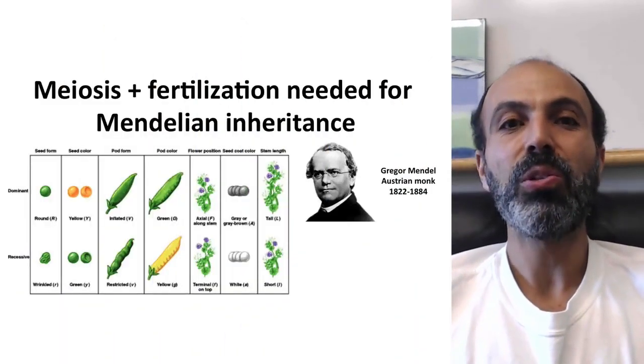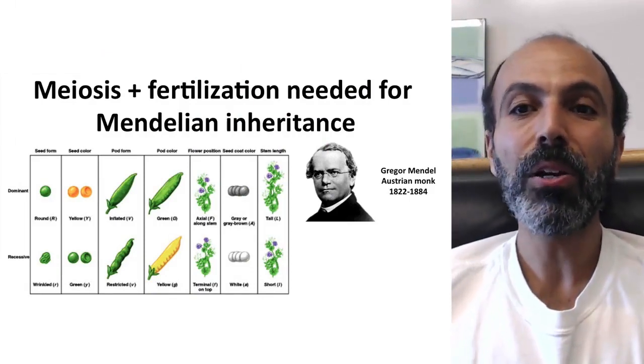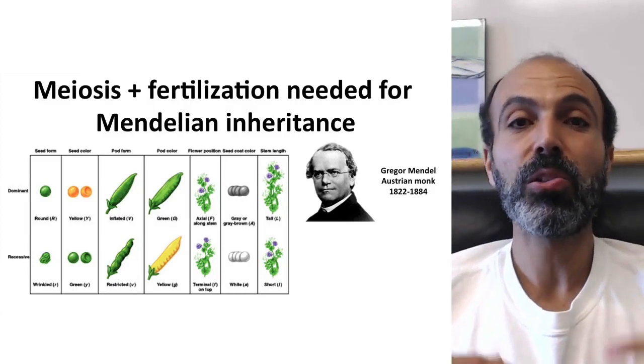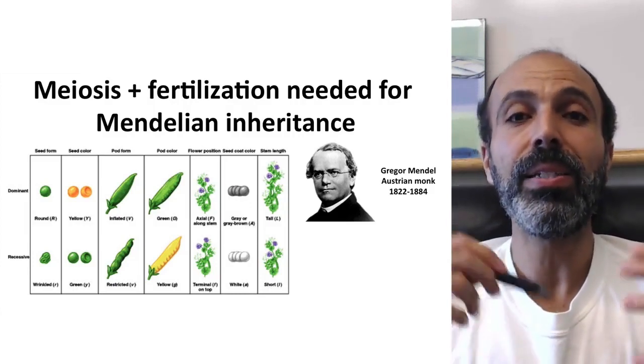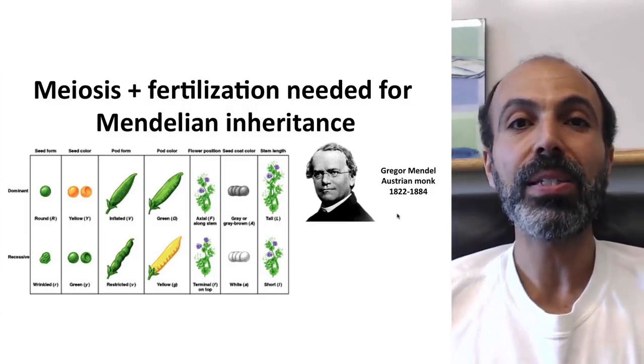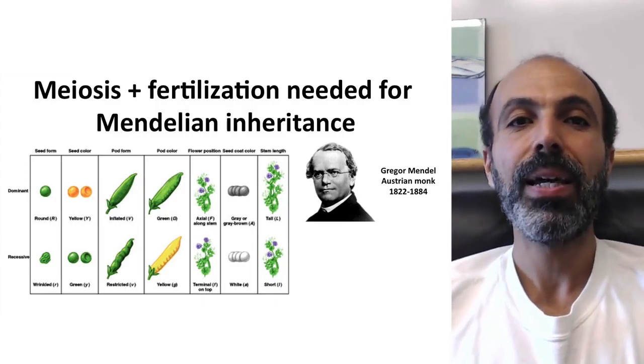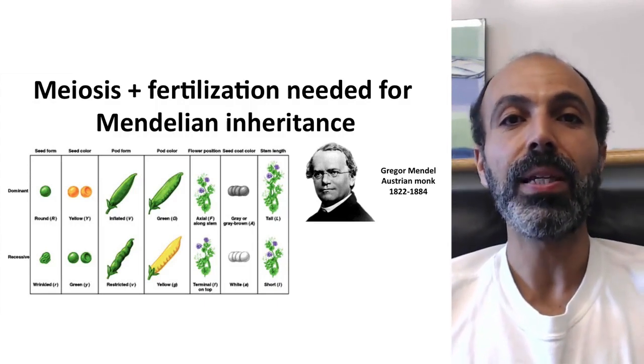Meiosis and fertilization are needed for what's referred to as Mendelian inheritance. Gregor Mendel was a monk who actually described this process very elegantly and identified how this actually worked. He lived from 1822 to 1884 in Austria. What he worked with were pea plants. He identified a number of traits that he was studying with these.